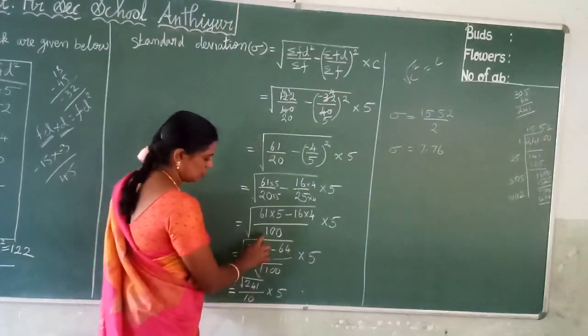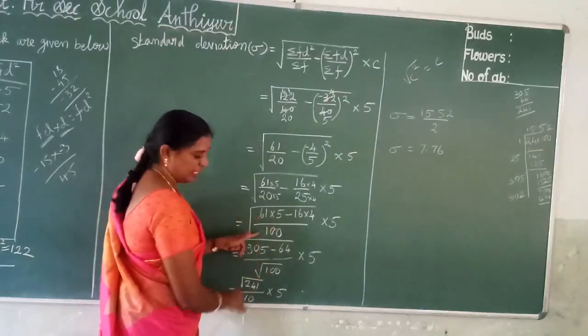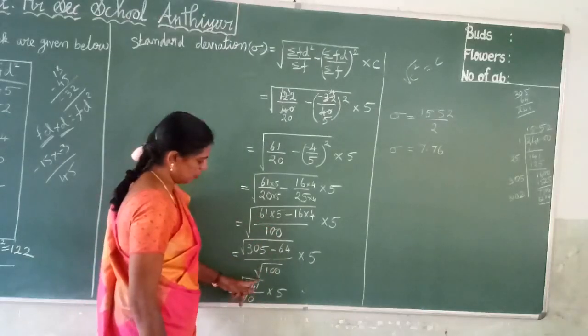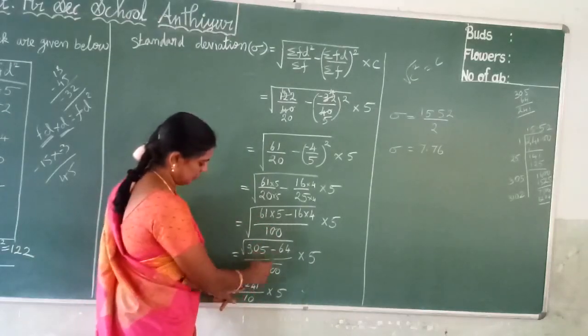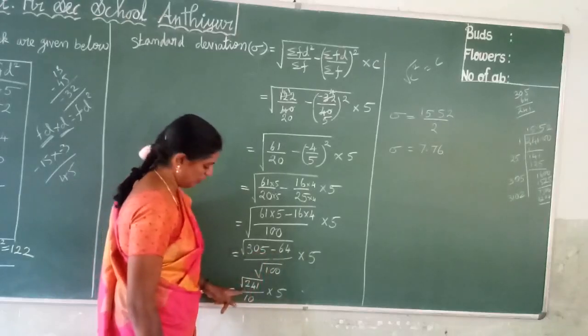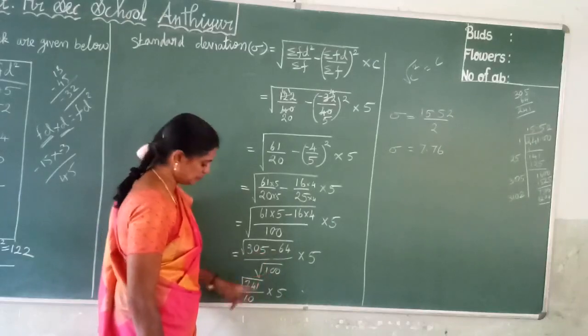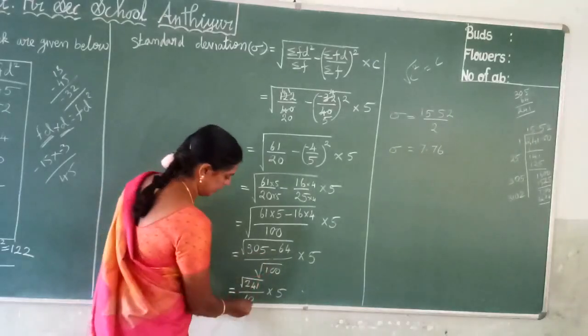And separately take the square root of the numerator and the denominator. So separately we take root of 305 minus 64 by root of 100. Root 241 by root 100: 100 is a perfect square number, so the square root of 100 is 10. Root 241 by 10.